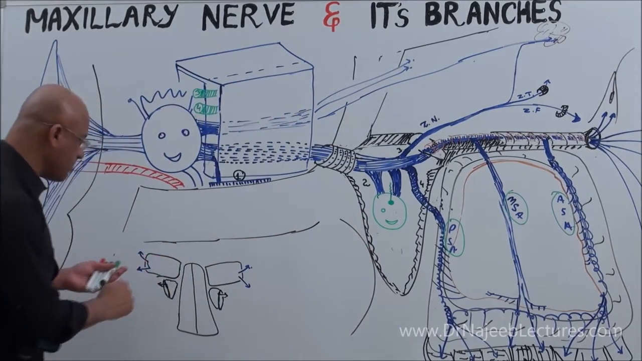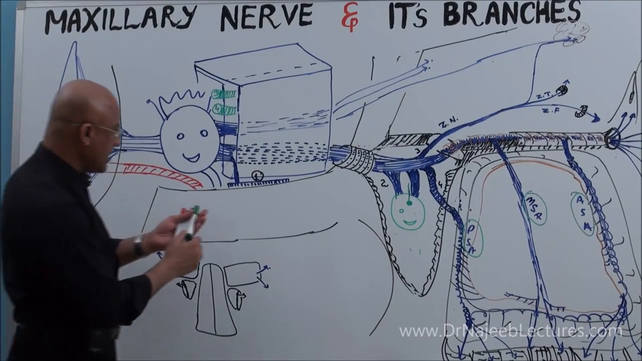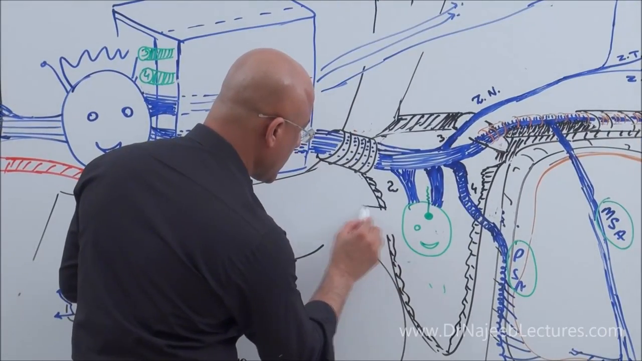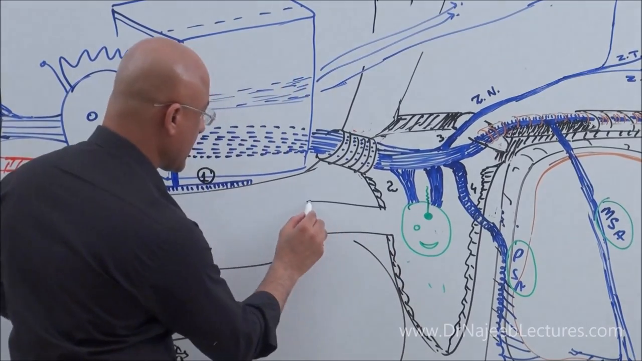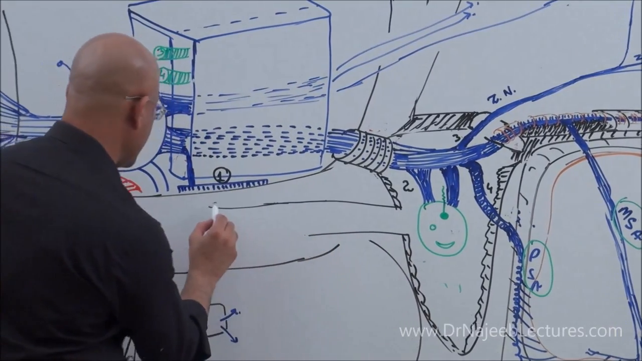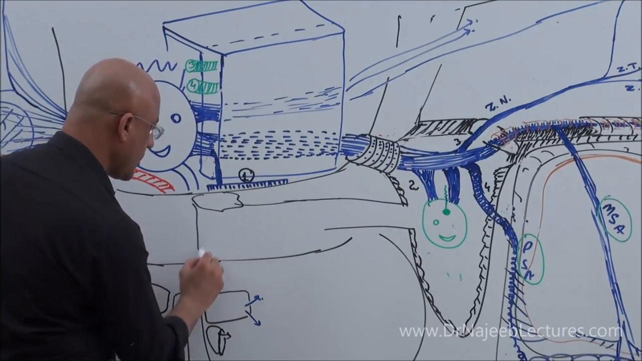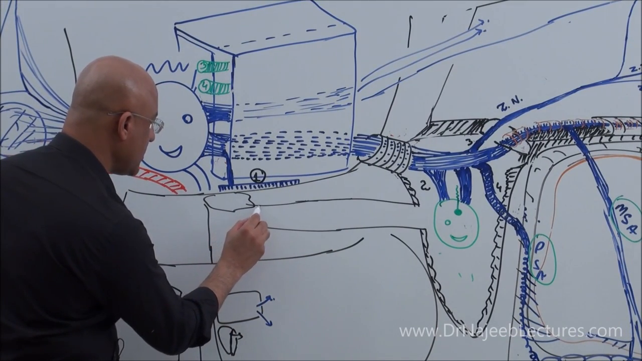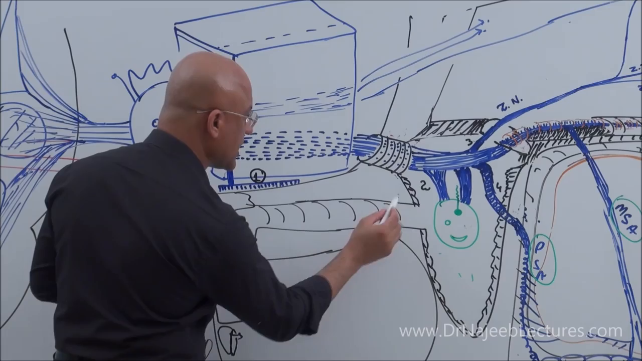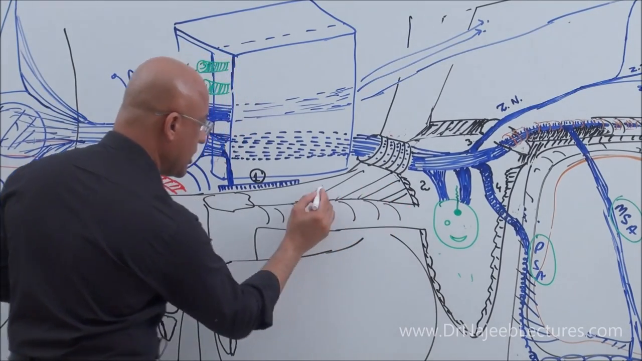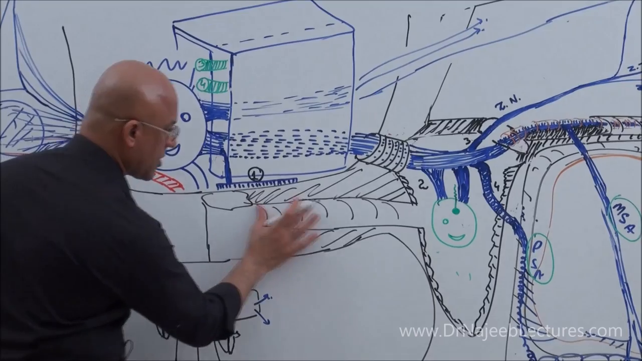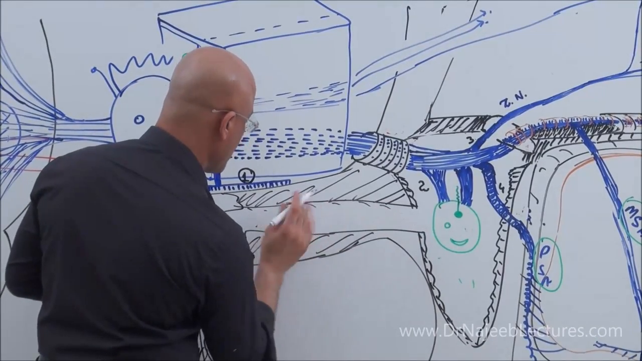I will tell you very briefly that here is pterygoid canal. What is this? Pterygoid canal. And here is foramen lacerum. Right? Here is foramen lacerum. This is pterygoid canal.